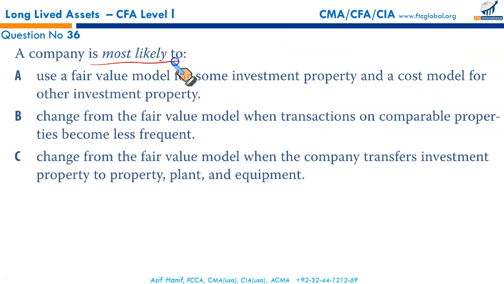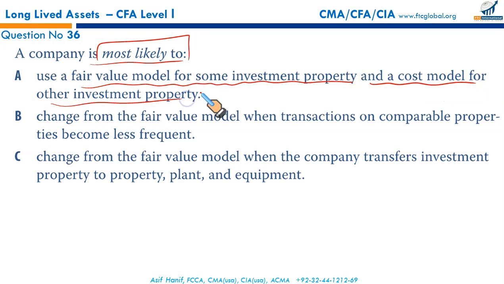A company is most likely to use a fair value model for some investment property and a cost model for other investment property. We just discussed there are three categories: investment property, property, plant and equipment used for the business itself, or inventory. So we can't cherry pick. No such cherry picking is allowed. Some investment property at fair value, the rest at cost. No.